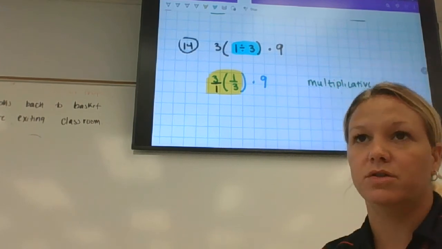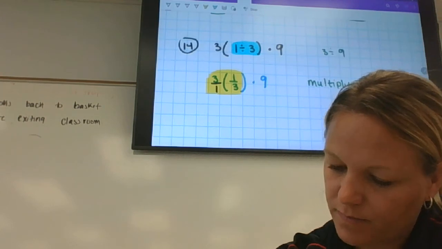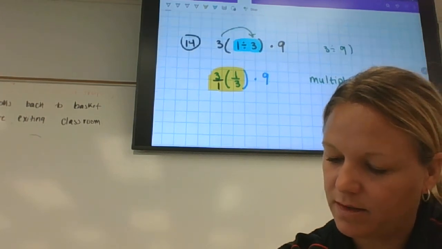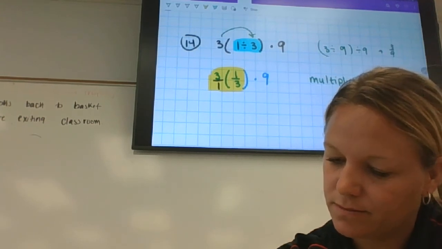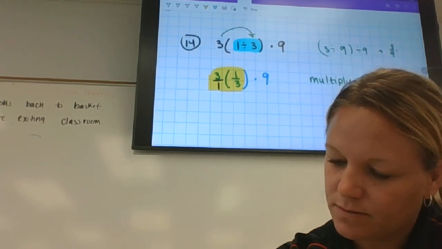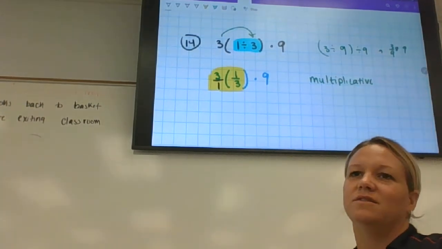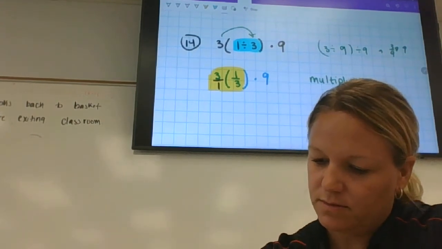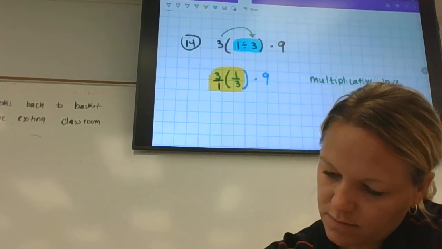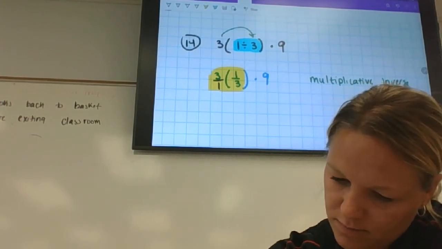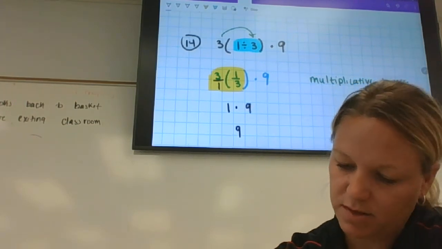Let me look at that. You are allowed to do distributive property for sure. No, it'd be 3 divided by 9. So that's like... You know, it's a little more complicated. Yeah, but what property? Identity.